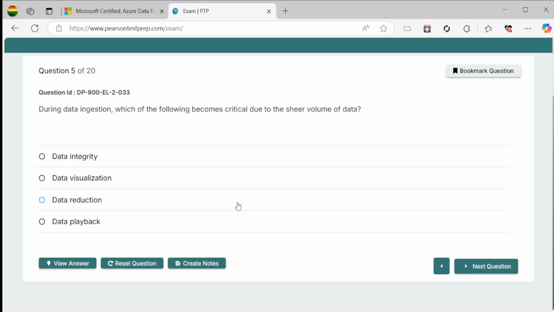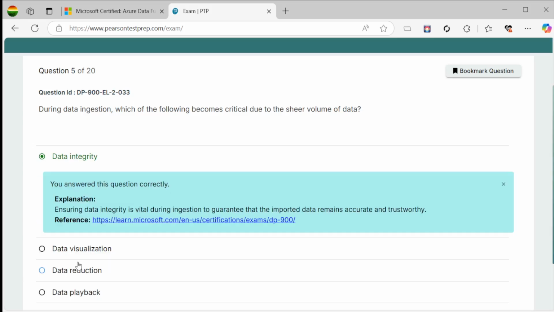During data ingestion, which of the following becomes critical due to the sheer volume of data? So the data integrity, data visualization, data reduction, or data playback? The key to this question is first, during data ingestion, during the input of data, the processing of data, what is critical when you have a large volume of data? Is it important to visualize that right away? Probably not. You don't want to reduce it. That's just a silly answer. And playback? I've never even heard of that. So the answer to this is integrity.